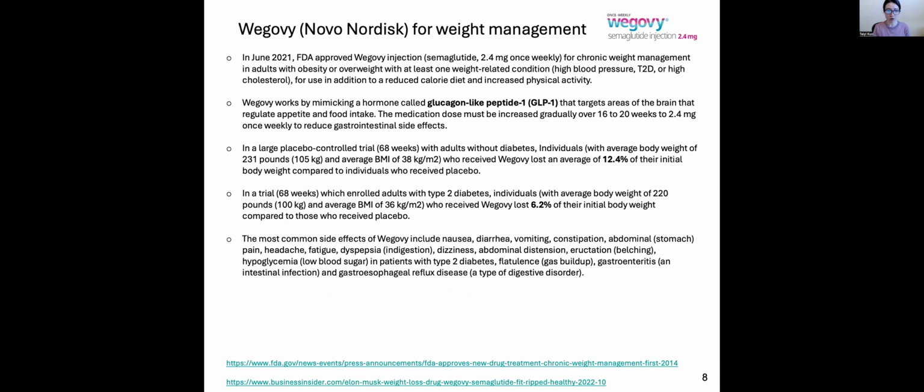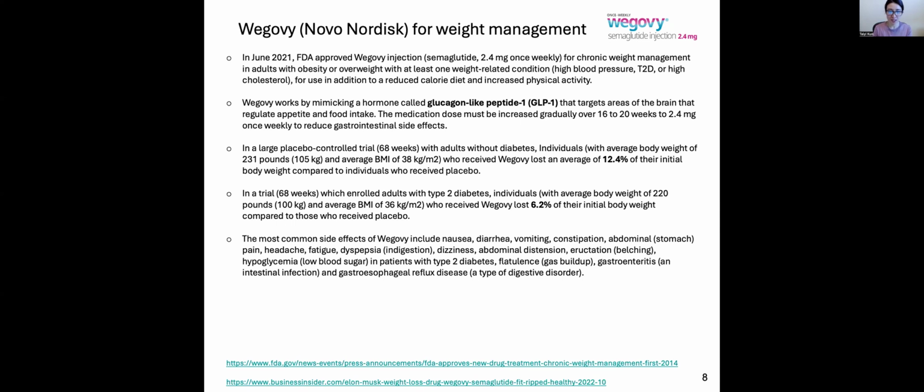Okay, so we talked about how for people with type 2 diabetes taking Ozempic, a secondary endpoint observed a weight reduction associated with it. That's interesting, right? So the scientists followed up on that phenotype. In June 2021, the FDA approved a Wegovy injection. Wegovy is just another name, but the ingredient is the same as Ozempic, which is semaglutide.